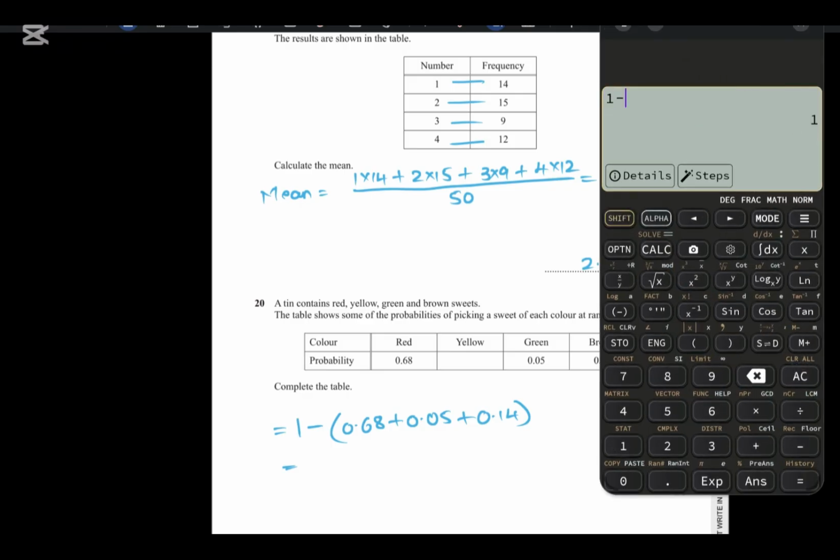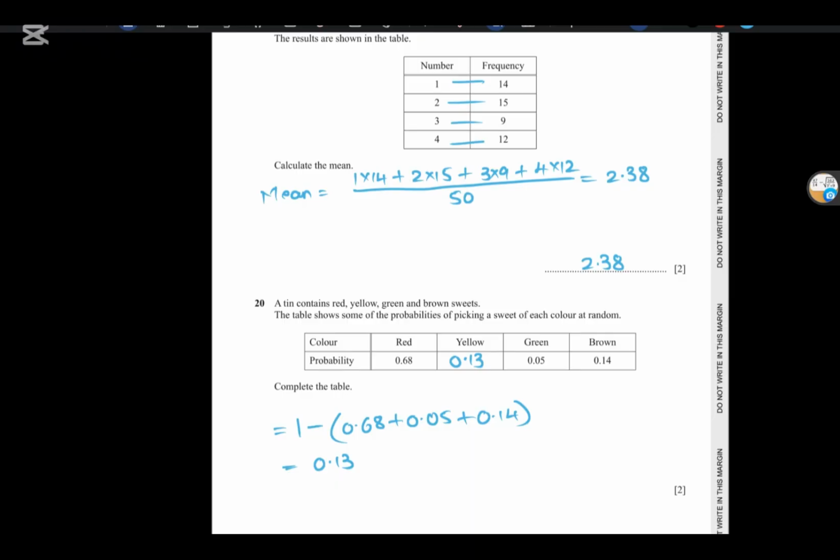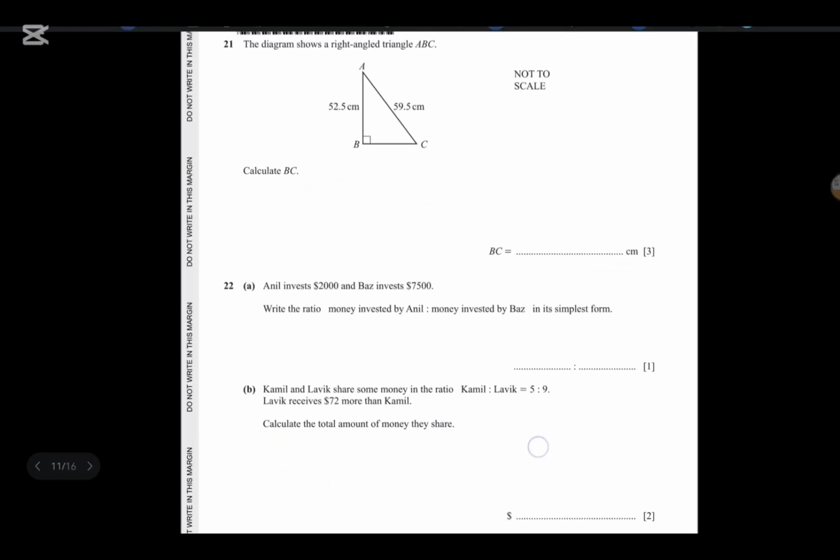1 minus, open the bracket, 0.68 plus 0.05 plus 0.14, close the bracket, is 0.13. So the missing number is 0.13. Question 20 is done. Question 21.